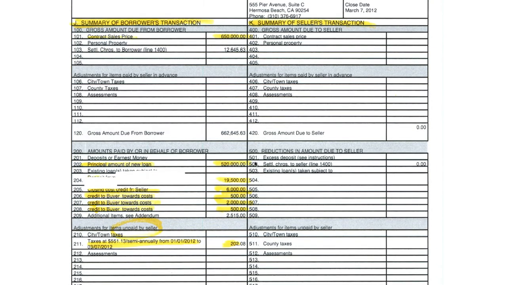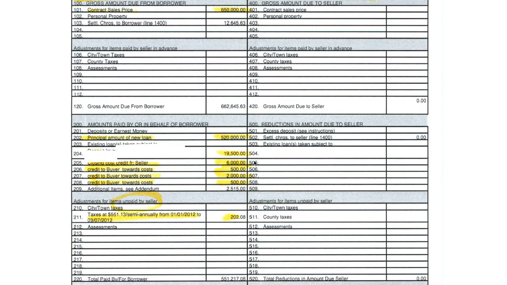Going down a little bit further, we see that the loan amount is $520. In this instance, the deposit was $19,500, and then we have closing cost credits from the seller. The seller is giving the buyer a credit of $6,000 in this transaction. There's other credits of $500, $2,000, and $500. It's a lot of credits, which is great if you can get it. A little bit unusual, but those are the credits.